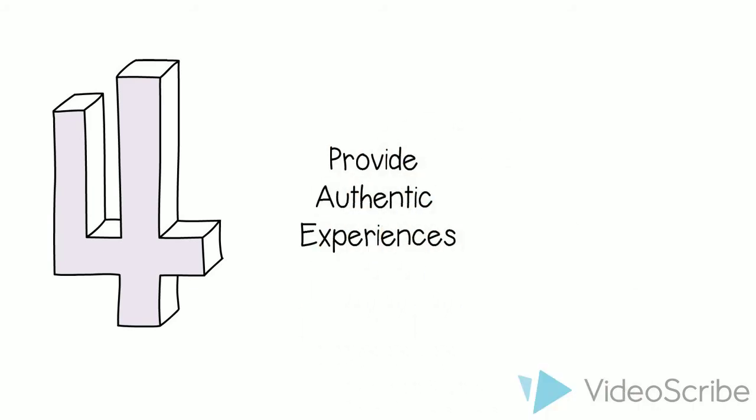Step number 4, provide authentic experiences. Creating authentic experiences for your students allows them to learn what it's like to walk in the shoes of historical figures. Students will not become engaged or want to learn if they are not able to take ownership of their learning. One way a global history teacher has approached this is by providing projects that allow the students to go their own direction after they have met his requirements.